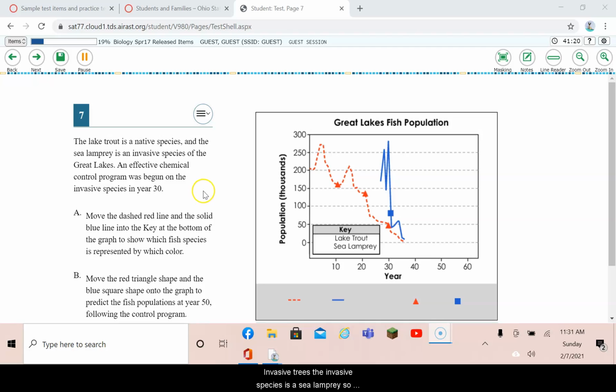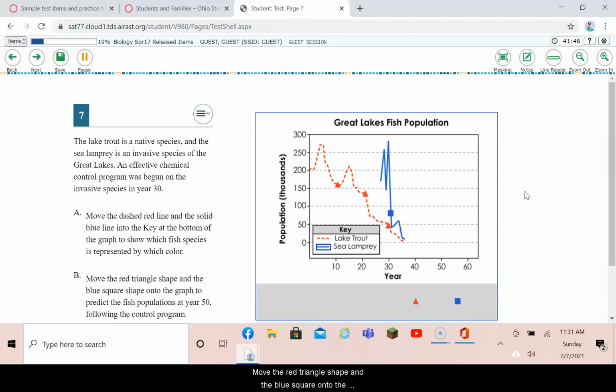Well, the invasive species is the sea lamprey. So that would be the one that comes in later, and the lake trout would be the one that was there first. So let's put the proper color into the key, like they ask. So the red dotted line would be the trout, and the solid blue line would be the sea lamprey. That's good. Now let's look at part B.